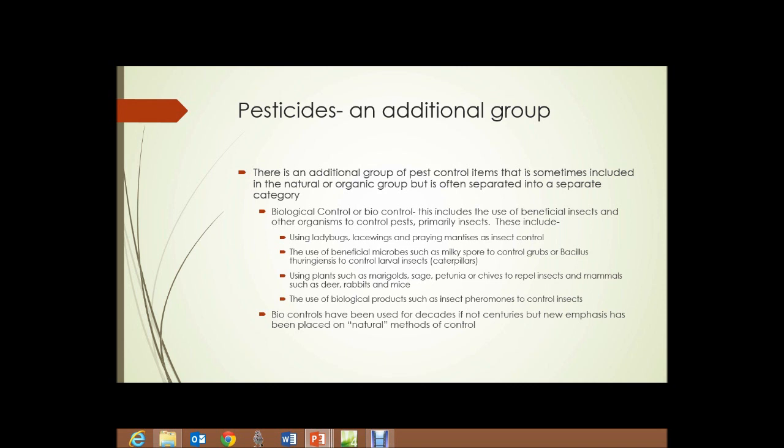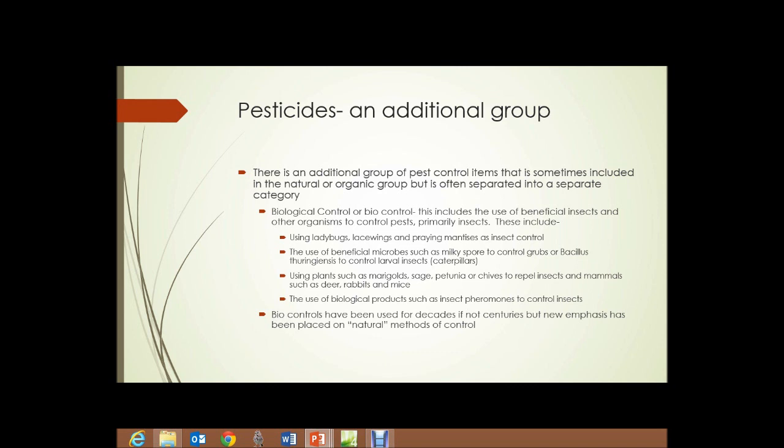or the use of beneficial microbes, such as milky spore, to control grubs, or the use of Bacillus thuringiensis, another bacteria, to control larval insects, basically caterpillars, any type of caterpillar.